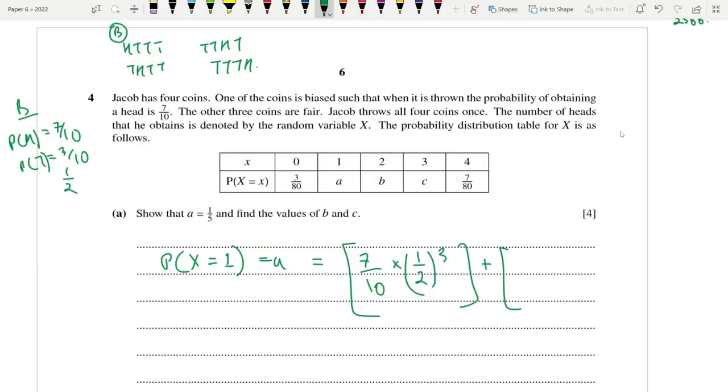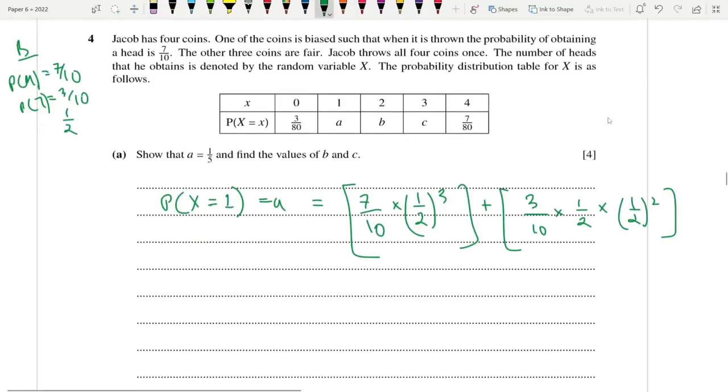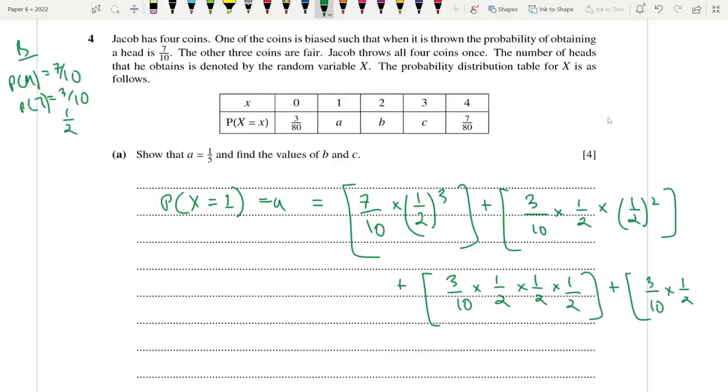Plus, what about the other one? Suppose we get a tail in the biased coin, 3 by 10. Then we get a head in the second coin and tails in the other two, okay? Then tail again in the first coin, tail in the second one, head in the third one, and then tail in the last one, okay? So you guys get the trend, right? It's half, so it doesn't really matter. So you can just go for 3 by 10 times half cube. It's gonna be the same answer. You guys get it?